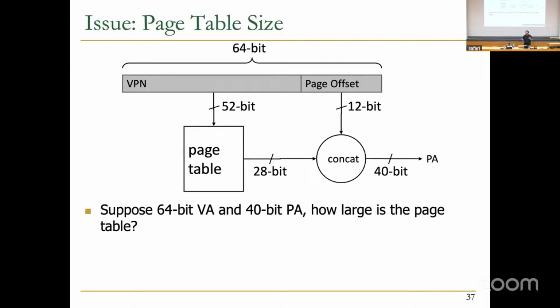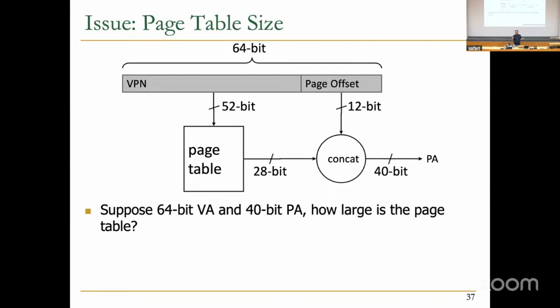And the question is the following. Let's say we have a 64-bit virtual address space and a 40-bit physical address space. How large should the page table be? If you have a 40-bit physical address space, how large should the page table be? Does anyone have any idea?